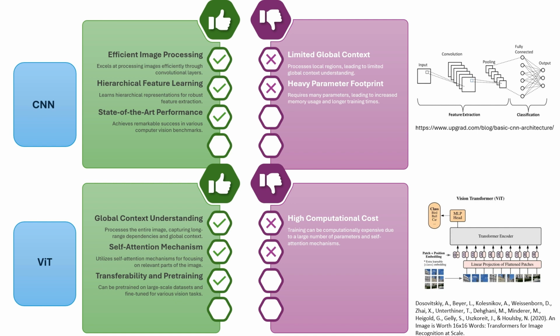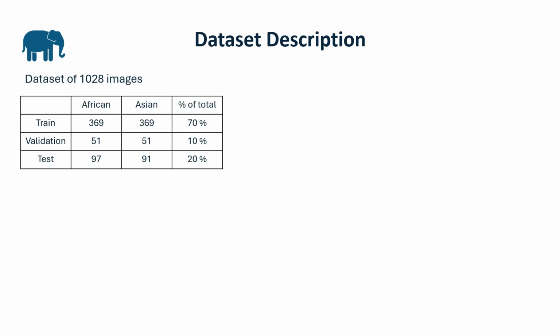As for the disadvantages of ViT, because of the self-attention mechanism, it can be computationally costly to use. And also, if you want to train it from scratch, you need a lot of data in order to do it. Now we are going to present you our dataset.